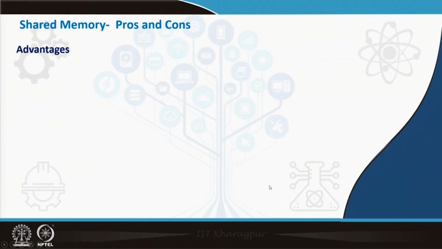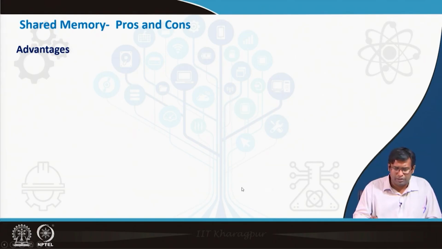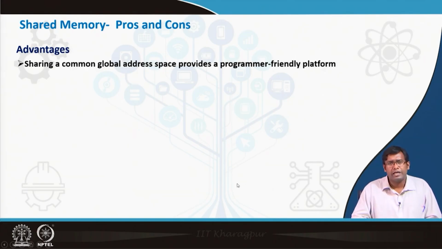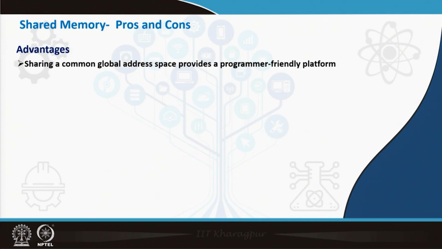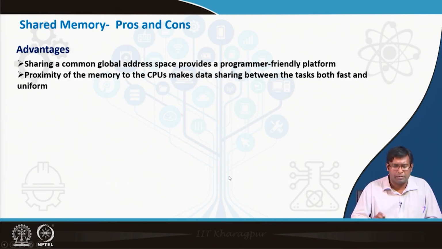Now, we will see the advantages and disadvantages of the shared memory system. The advantage is that they are sharing a common global address space. So, if you write a variable a, it is known to all the processors. You really do not need to think that the same variable can have different meaning at different processors, except for some private data, for the main part of the data. So, it is a more programmer friendly platform. A programmer knows that if I have declared a variable, it is known by all the processors.